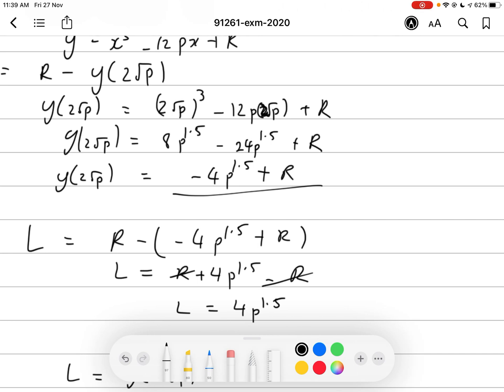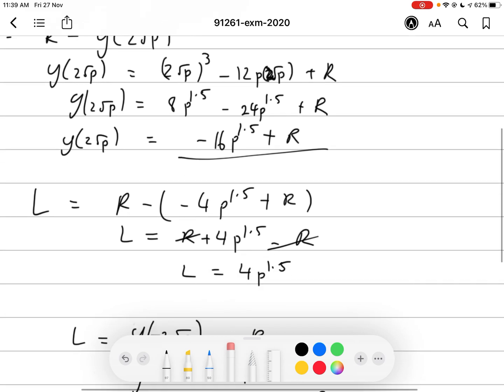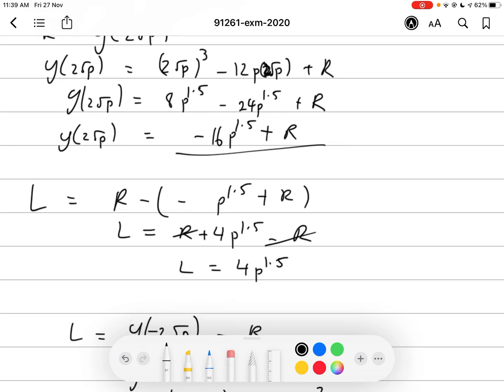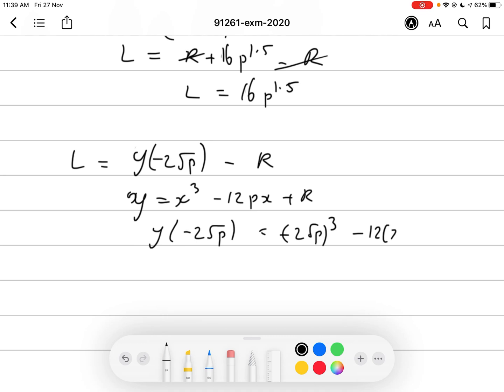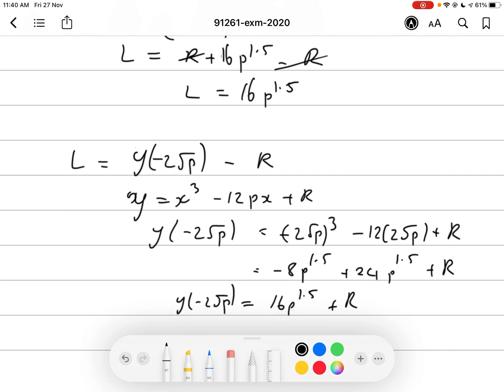So negative 8 plus 24 gives us 16. I apologize for that. So that's 16 and that's 16. So minus 12 times negative 2 root p plus r, this will give us negative 8p to the power 1.5 plus 24p to the power 1.5 plus r, which gives us 16p to the power 1.5 plus r. So that's our y of negative 2 root p.